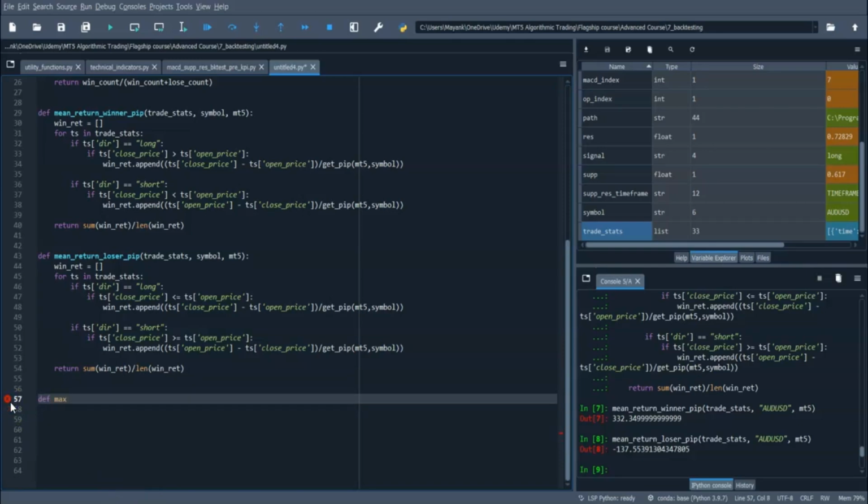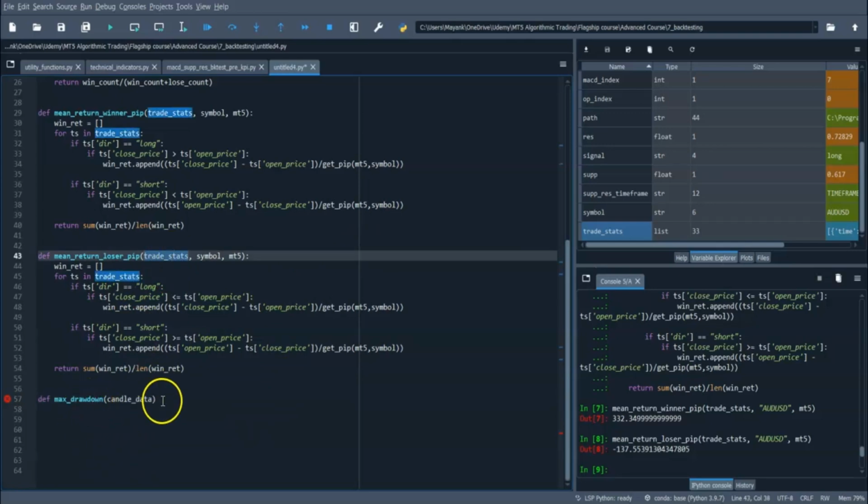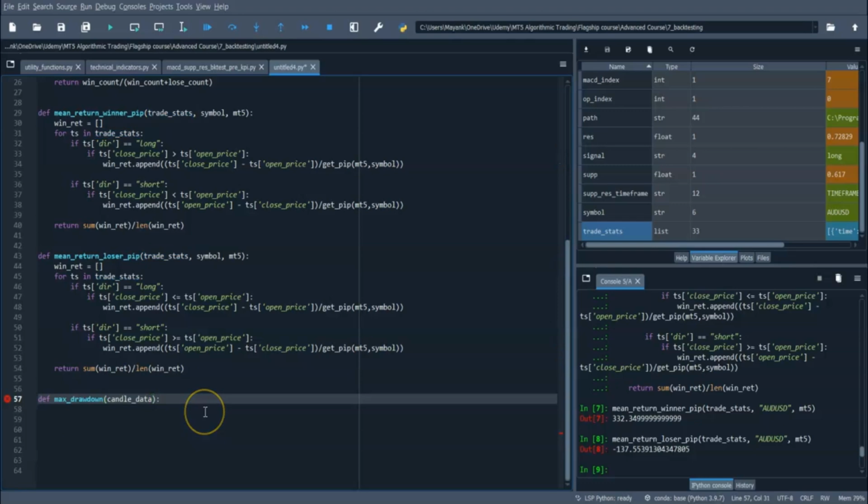So define max drawdown, and for max drawdown, you will have to pass the actual candle data. And I'll tell you why. For max drawdown, we need to be mindful of every single closing price for the entire duration of the backtest, because we have to take that into account and see how the drawdowns have been happening over time so that we can calculate the maximum drawdown. So trade stats would not work in this case. For max drawdown, we actually need the candle data. So let's implement this function.